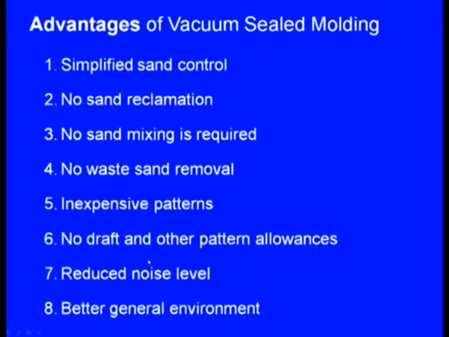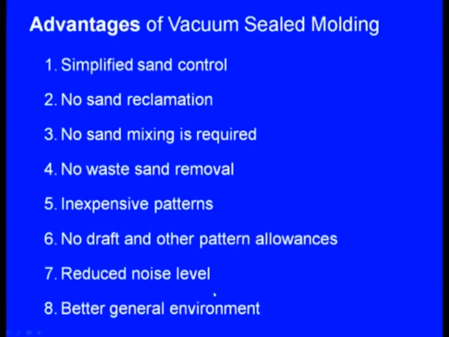In the case of the sand molding, green sand molding, we give draft to the pattern, so that during withdrawal of the pattern it would be easier to withdraw the pattern, and also pattern is given certain allowances, and here draft is not required, because we are not withdrawing the pattern the way we used to withdraw in the case of the green sand molding. Once we release the vacuum, automatically pattern will be removed. So, no draft is required, and other pattern allowances are also not required. So, that is how there will be minimum machining. Next one, reduced noise level.